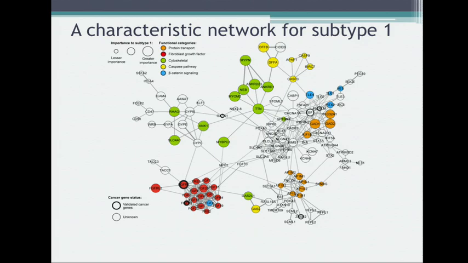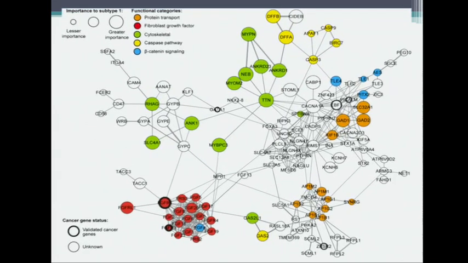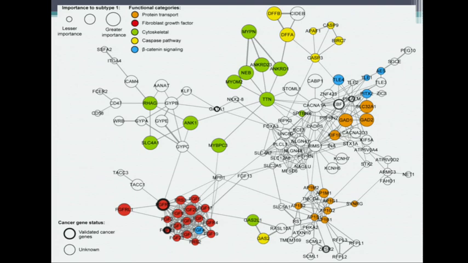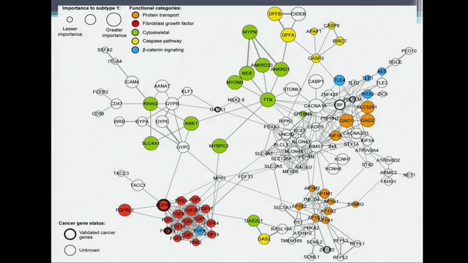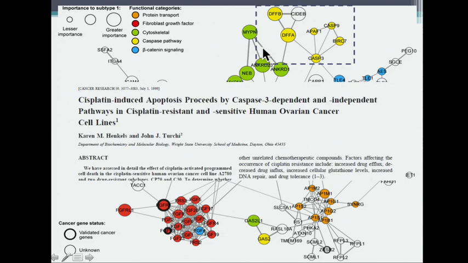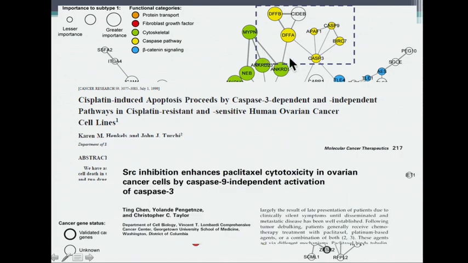Just drilling a bit into the biology, we could define a subtyping of what are the genes in the network that are different for subtype 1, the subtype that actually has lower survival. And we see a number of things that are very encouraging. The first thing that popped into our eyes is this caspase pathway that has quite a few hits and is quite widely reported as being tied to cisplatin resistance and platinum drugs.